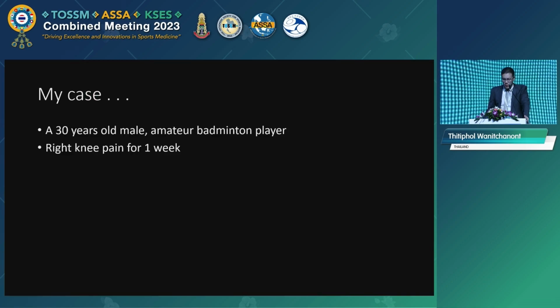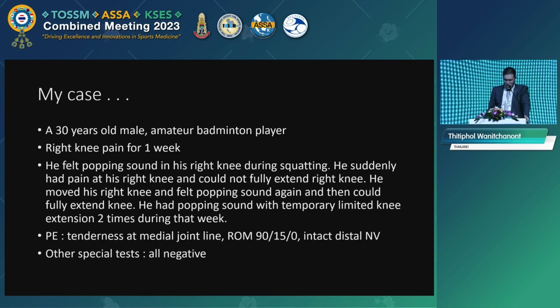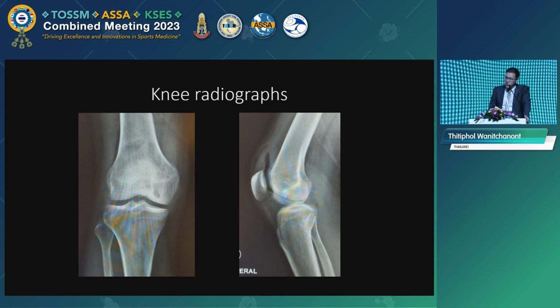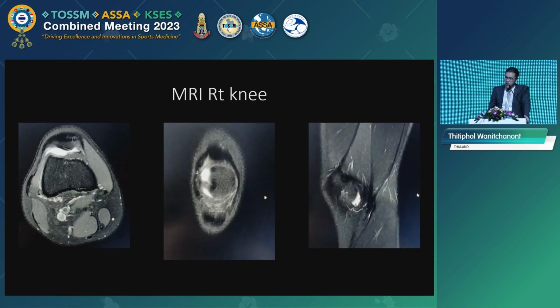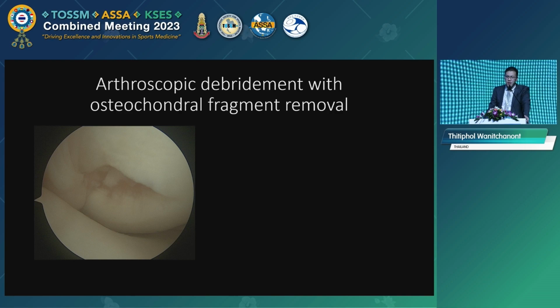Okay, I've run out of time, so I will skip my case. He had a popping sound with a locking knee, and the physical examination showed tenderness at the medial joint line with limited knee extension. The X-ray showed some radiolucent area in the medial femoral condyle, and the MRI showed a displaced osteochondral fragment from the medial femoral condyle, attached close to the PCL. In this case, I think he already had osteochondritis dissecans, which just displaced with the squatting position.